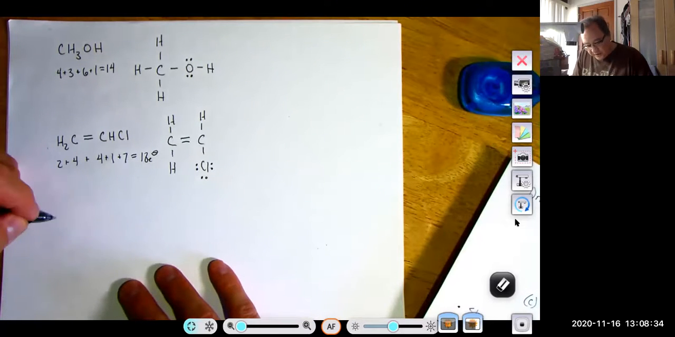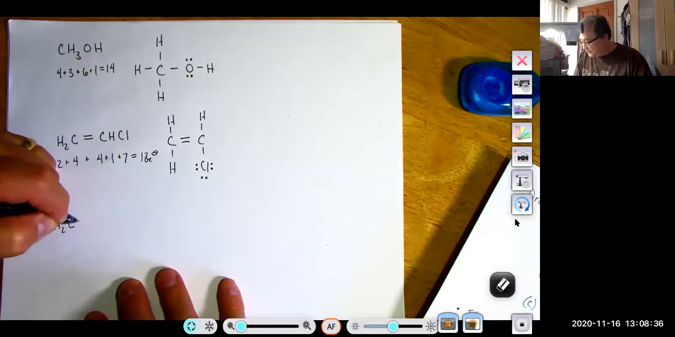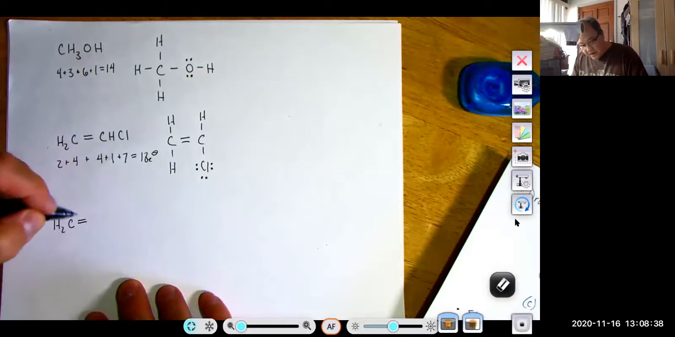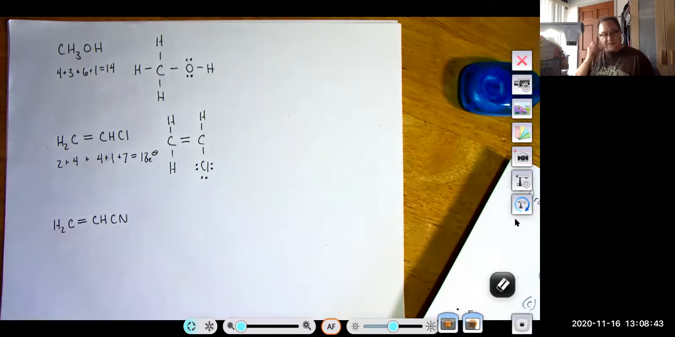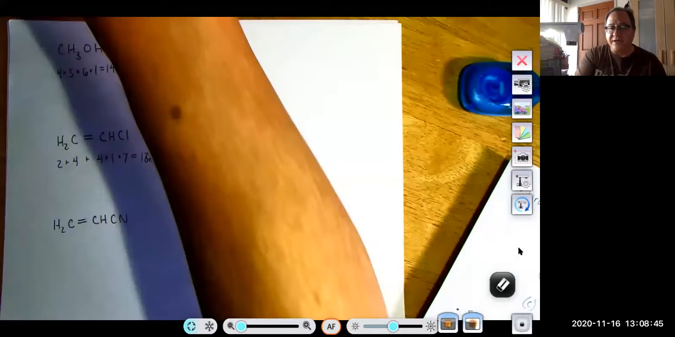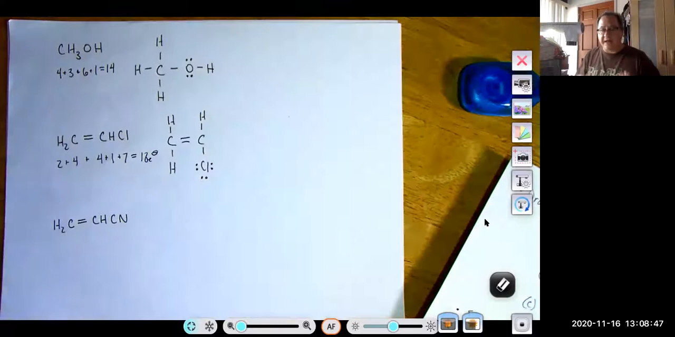How about this one here? H2C, what looks like a double bond, CH, CN. Give that one a try. And when you think you've got it, give me the thumbs up.